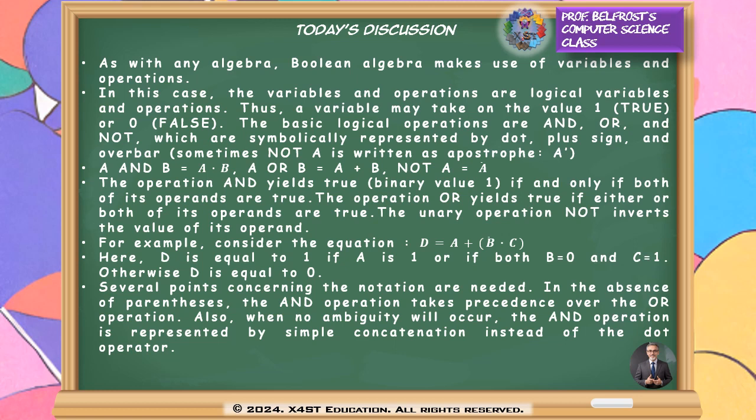Okay, and the basic logical operations include AND, OR, NOT. Later we'll know about NAND, which is NOT AND, NOR, which is NOT OR, and XOR, which is exclusive OR. It's just a different operation from OR. Okay, we'll see what's different between OR and XOR later. AND, OR, NOT respectively are symbolically represented by dot, plus sign, and alpha bar.